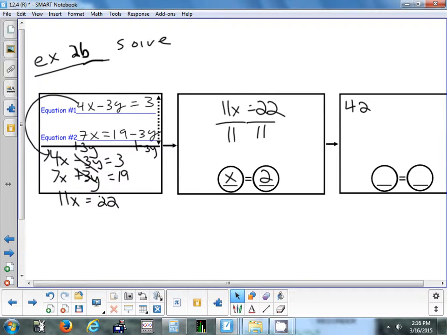Parentheses. Good, nice job, guys. Keep going. Minus 3y equals 3, right? 4 times 2 is 8. Now what? Subtract. 8, subtract. Negative 3y equals negative 5. Divide by negative 3, right?